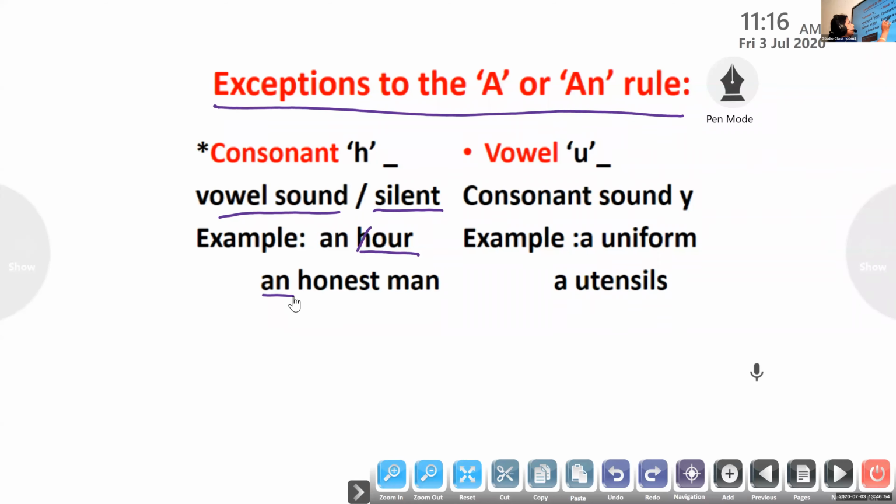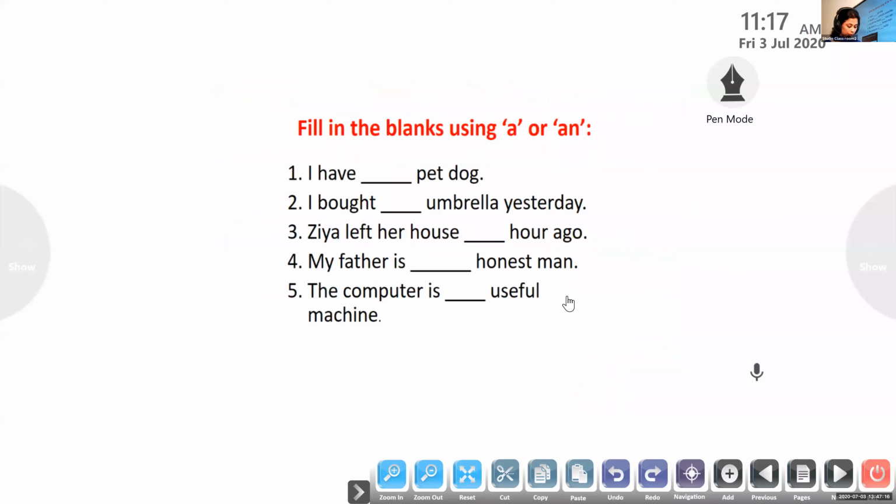Similarly, here you can see uniform and utensils and also useful. Have you understood? In these words, the word starts with a vowel, but it has the sound of Y-U. So we use A before the word. Have you all noticed that? Now let us move on to a few exercises.